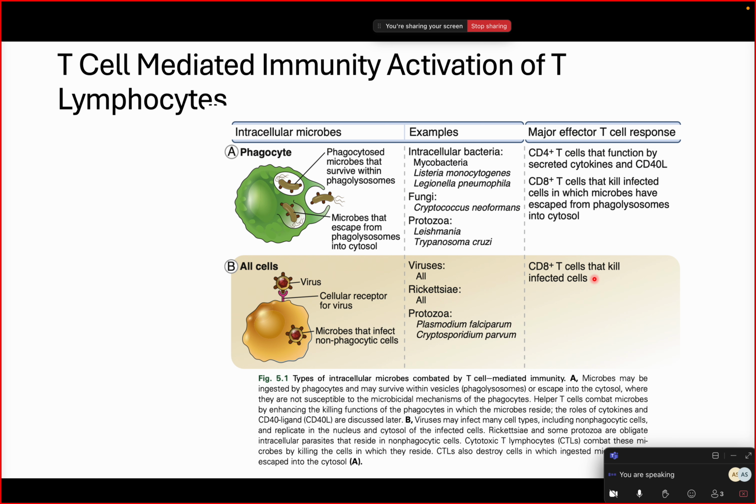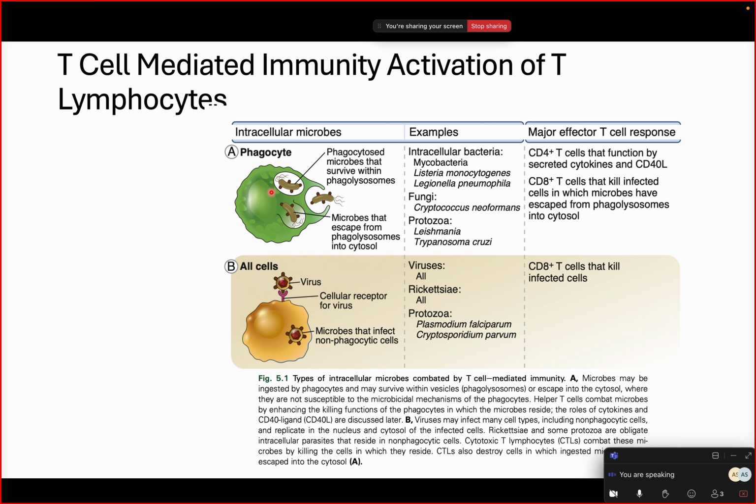Once we are saying that they are inside the cell, it means the antibody will not play any role directly in this. Antibodies will always be on the surface, but now the microbe is inside the cell, so antibodies will not play a direct role in controlling such infections.